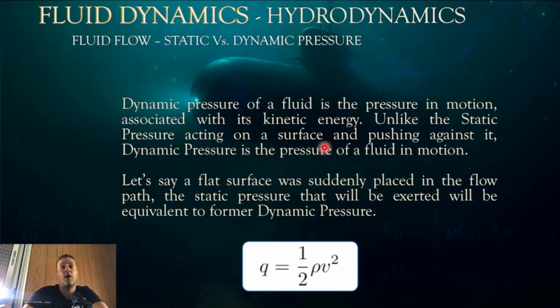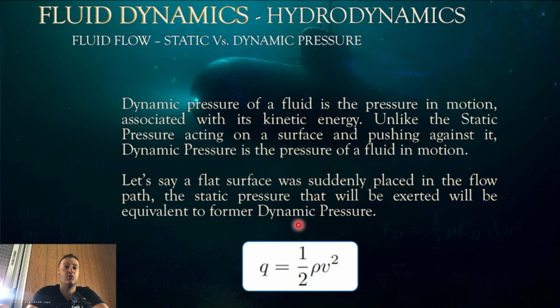Unlike the static pressure acting against a surface and pushing over it, dynamic pressure is the pressure of a fluid in motion. So let's say a flat surface was suddenly placed in the flow path. The static pressure that will be exerted by the flow will be equivalent to the former dynamic pressure. That's like a kind of approximation of what dynamic pressure is.